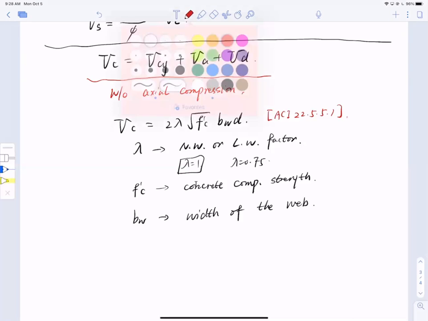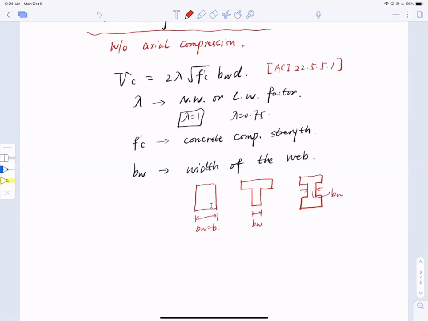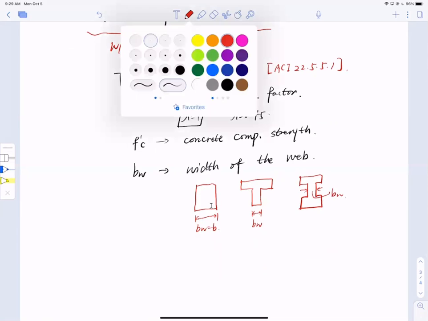If the section is rectangular, then bw is essentially just the width, so bw equals b. But if the section is a T-shape, then this is bw right here. What if I have an I-beam? Then the I-beam bw is right here. You can think of bw as almost the narrowest width across the section.